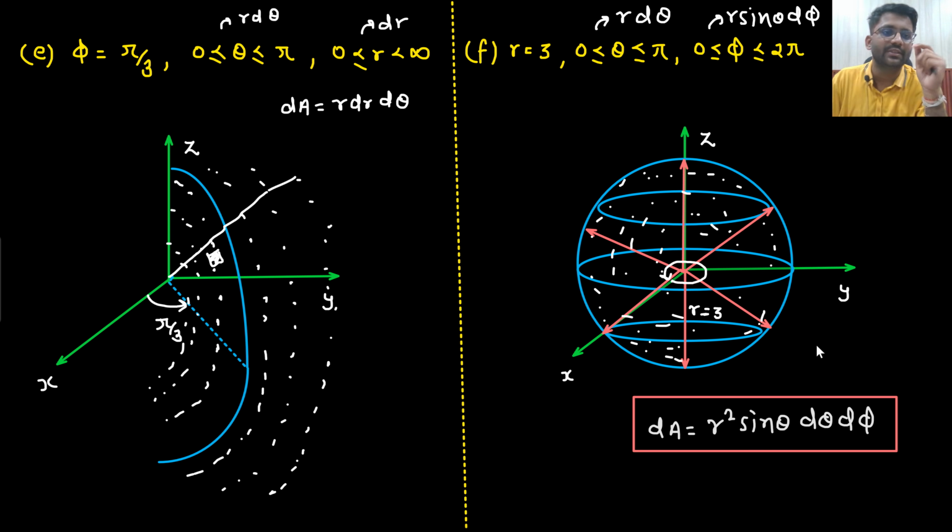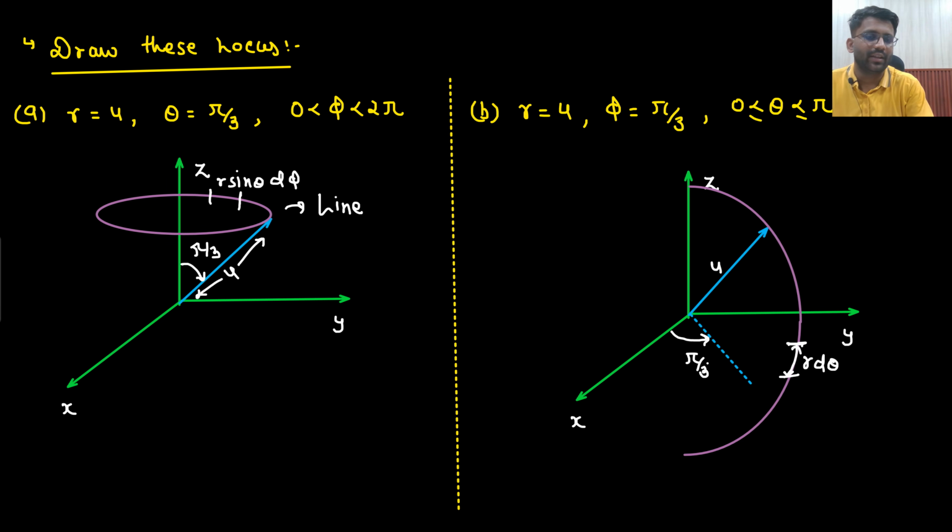So if r is constant, what does that mean? Theta is varying from 0 to pi, and phi is varying from 0 to 2 pi. Right? So if theta and phi both are varying, what will be the surface area? The surface area will be r d theta multiplied with r sin theta d phi. That means r square sin theta d theta d phi. So all these expressions I will be using directly when I study integral calculus.